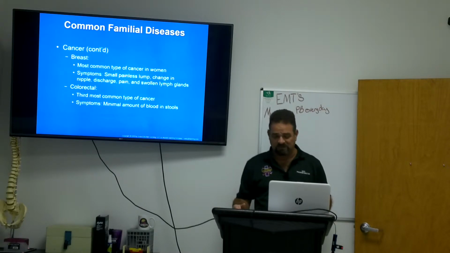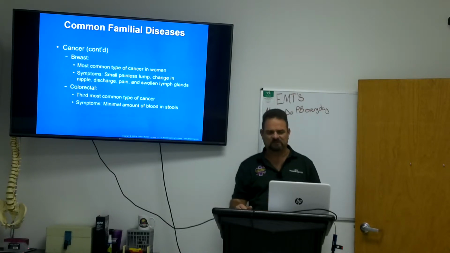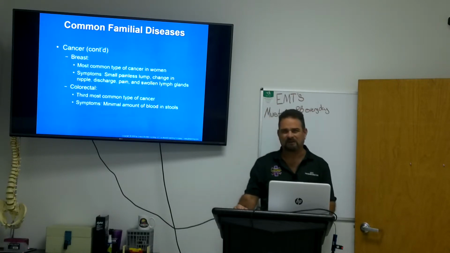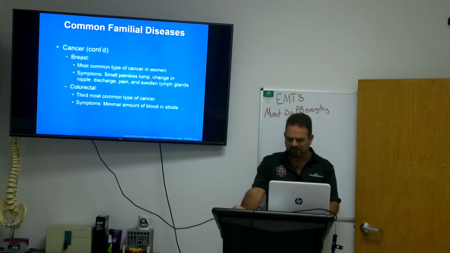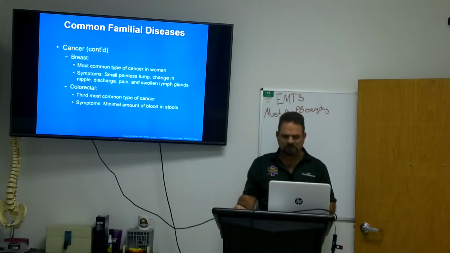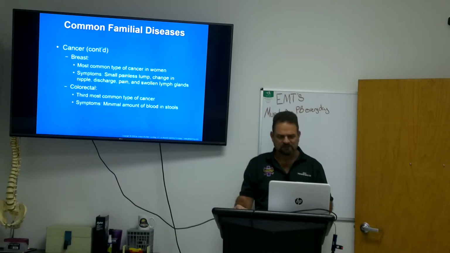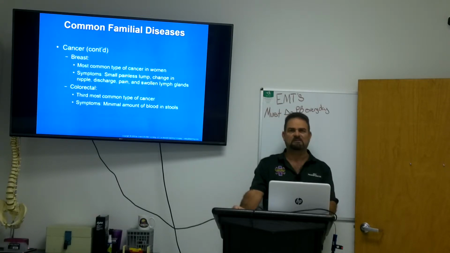The risk varies with the age at which the affected relative was diagnosed. About 5 to 10% of the patients have some kind of pattern of autosomal dominant inheritance. Symptoms, usually early, are a small painless lump, thick or dimpled skin, and change in the nipple itself. Late would be a nipple discharge, pain, or swollen lymph glands in the axilla. Treatment depends on the location, the size, and obviously the metastasis of the tumor.